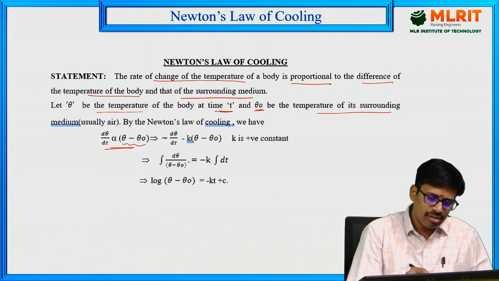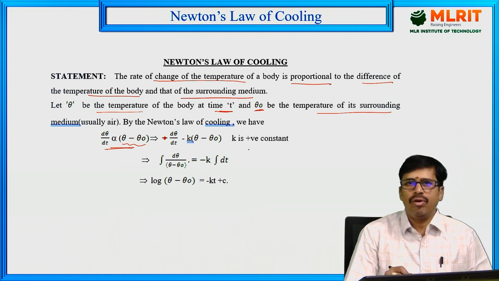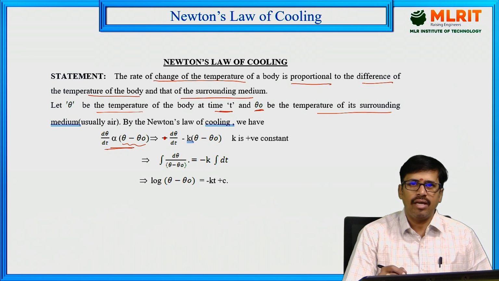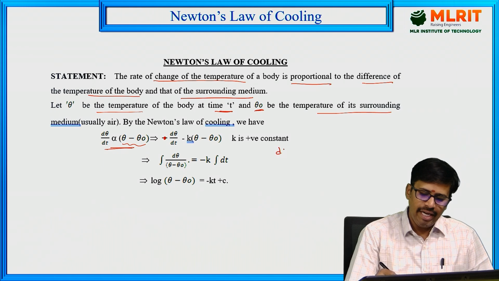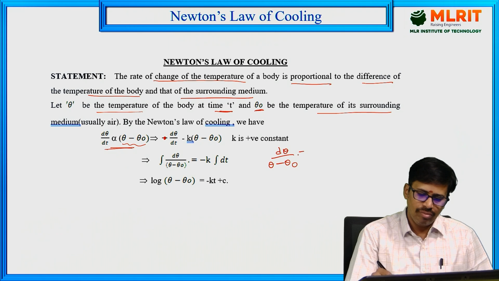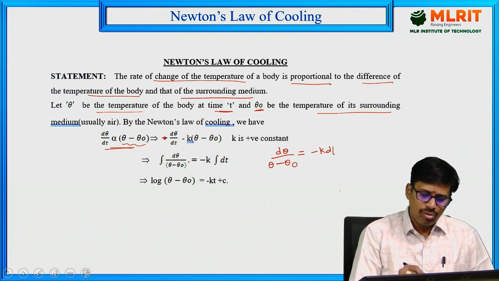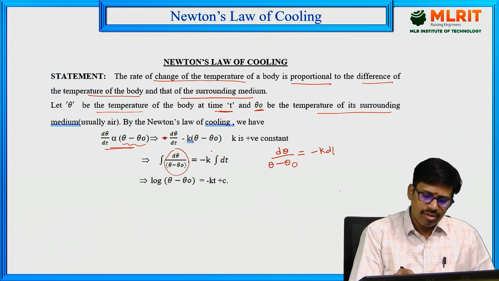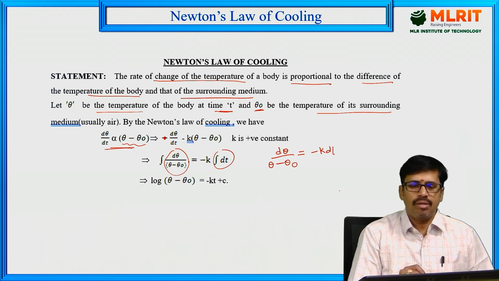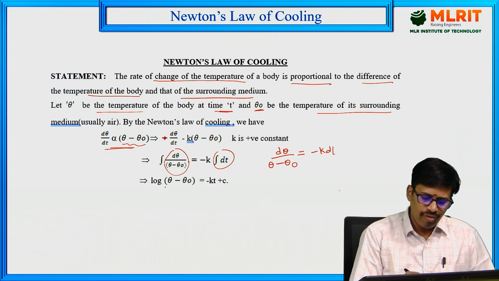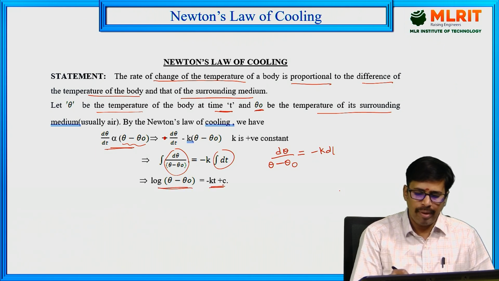So if I remove this proportionality, I can write this with a constant minus k, because the temperature gradually decreases, so I can introduce the proportionality constant minus k. If the temperature increases, we can keep the constant plus k. So here d theta by theta minus theta naught is equal to minus k into dt. Here theta terms and t terms are separated, variable separable, so we can integrate both sides. So we get log of theta minus theta naught is equal to minus k t plus c.